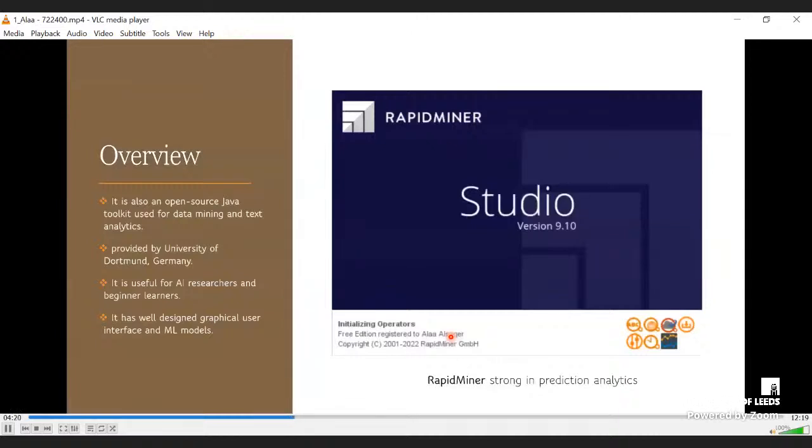Moving on to RapidMiner, it's also an open source Java toolkit used for data mining, and it's provided by the University of Dortmund in Germany. It's useful for AI and researchers because it has a very friendly graphical user interface. It's very strong and powerful in predictive analytics.